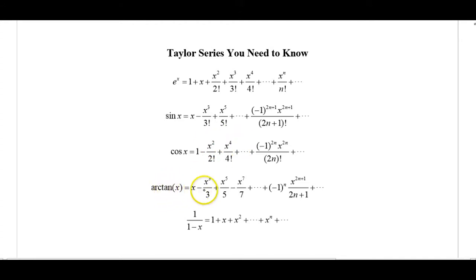Arctangent is x minus x cubed over 3 plus x to the 5th over 5 and so on, where it's almost the same as the sine one, except that there are no factorials in the denominator, just the individual numbers. And then finally, 1 over 1 minus x is 1 plus x plus x squared plus dot dot dot up to x to the n, and it goes on forever. So these are Taylor series you need to know, but it's really just the Taylor polynomials with the ellipsis that indicates that this goes on and on forever. And these are exactly representative of each of their respective functions.